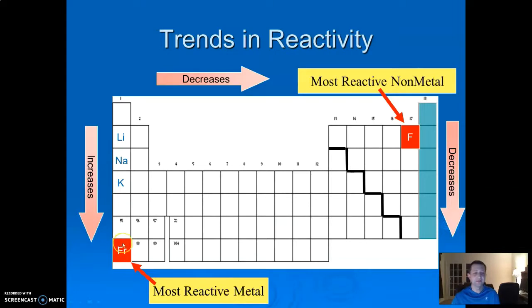And francium is really big, right? It's in period 7, so its valence electrons are 7 levels out, so it's very easy to react. So that's our trend in reactivity.